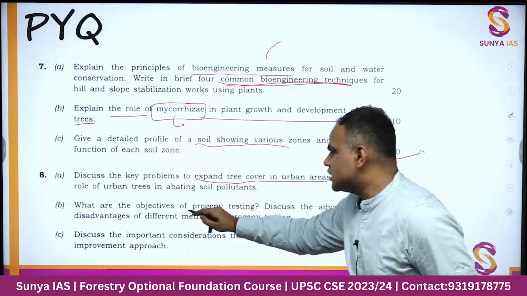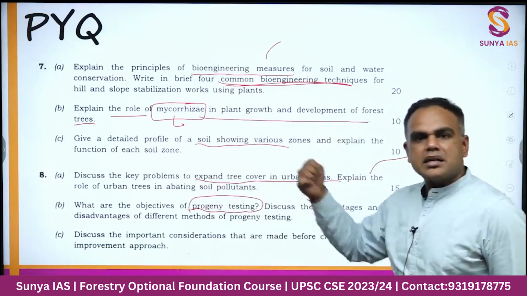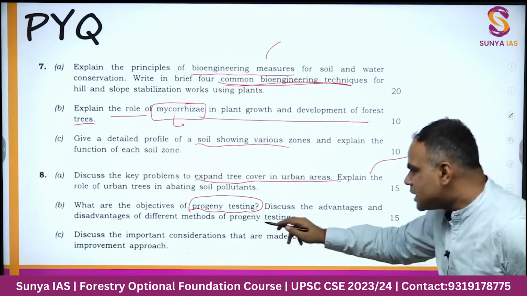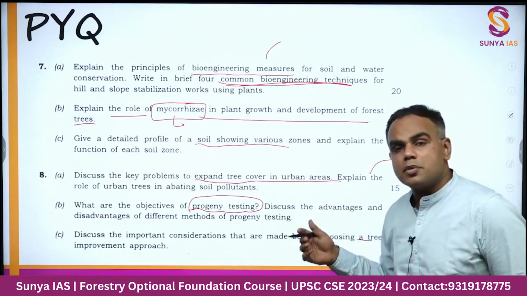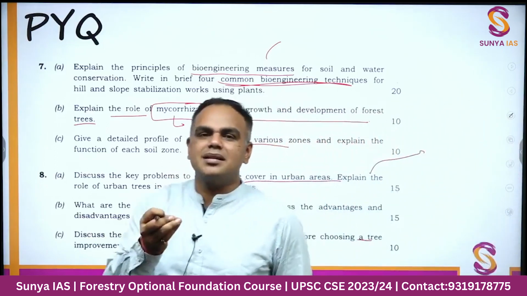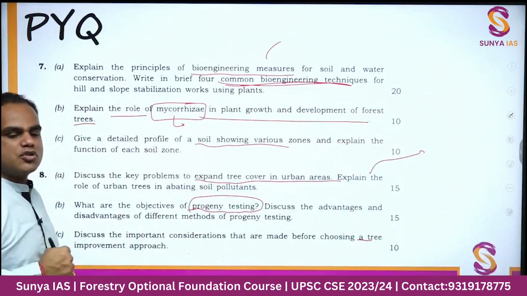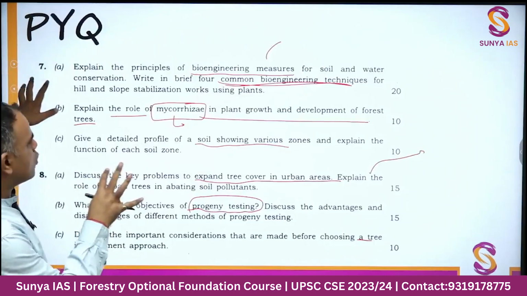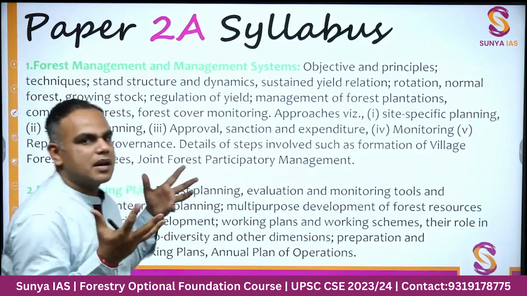Objectives of progeny testing, directly from the part I was telling you, right? Tree improvement and seed technology, right? Again, considerations for choosing a tree improvement approach. So all these are very good questions, okay? That requires some level of understanding, right? And as you can see from the previous year questions, we will be doing these things in good detail, and then these questions will not be as difficult for you, right?